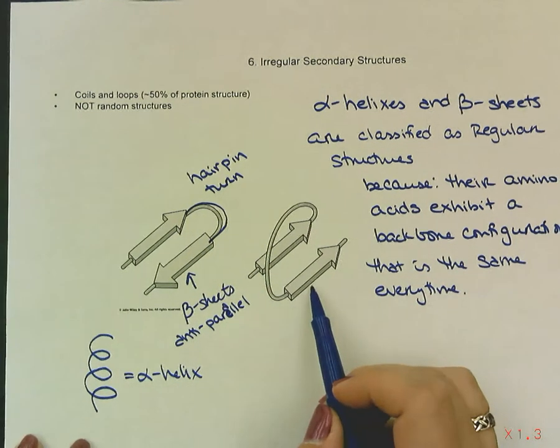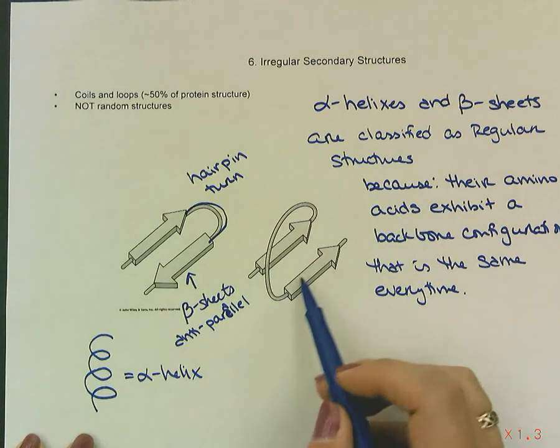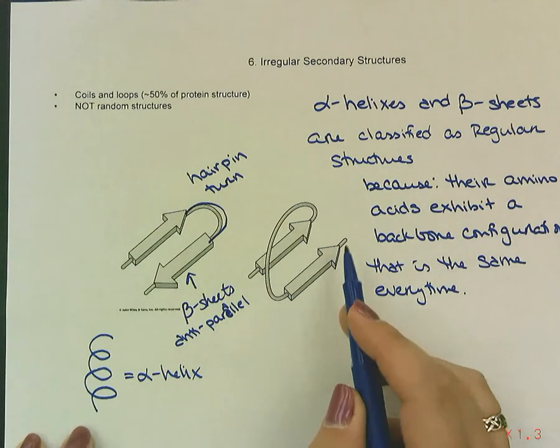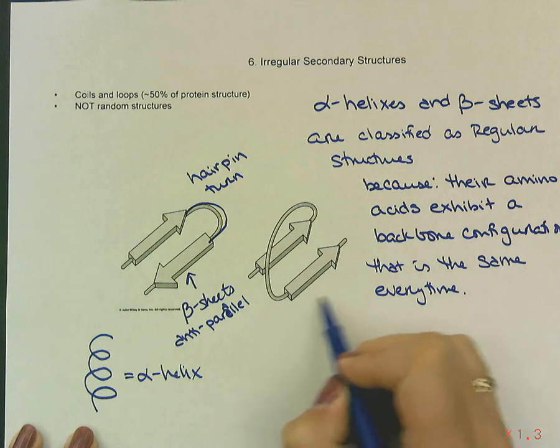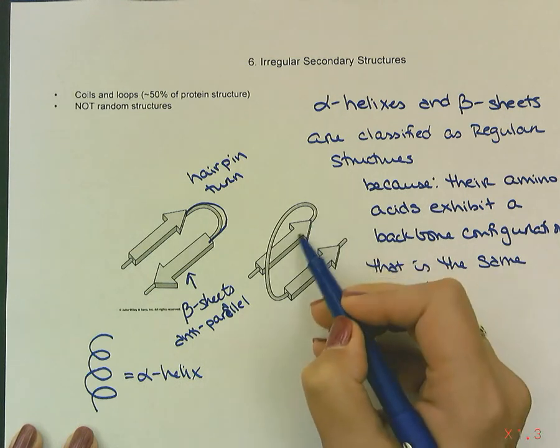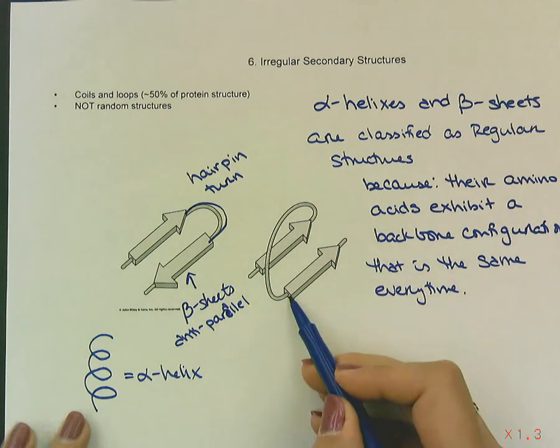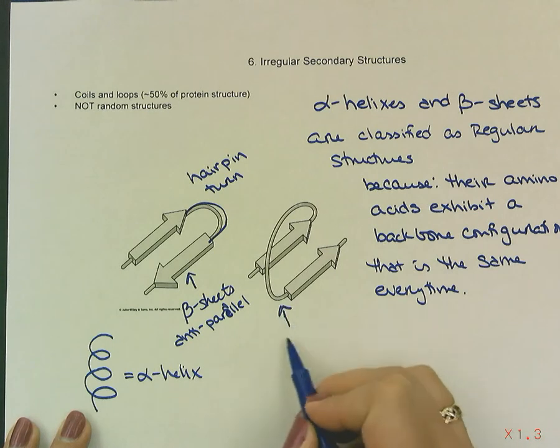What kind of beta sheets is this? Parallel, because they're going in the same direction. But now I have to connect this one to the start of that one. This is called an over-the-top loop.